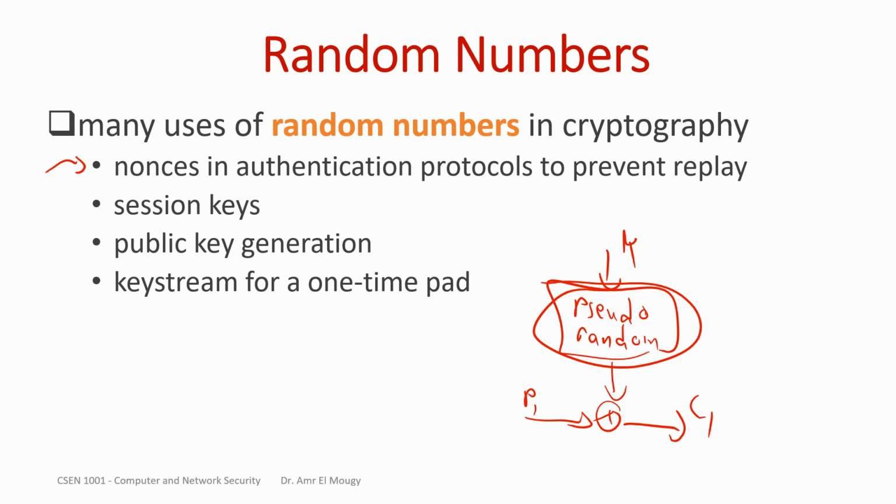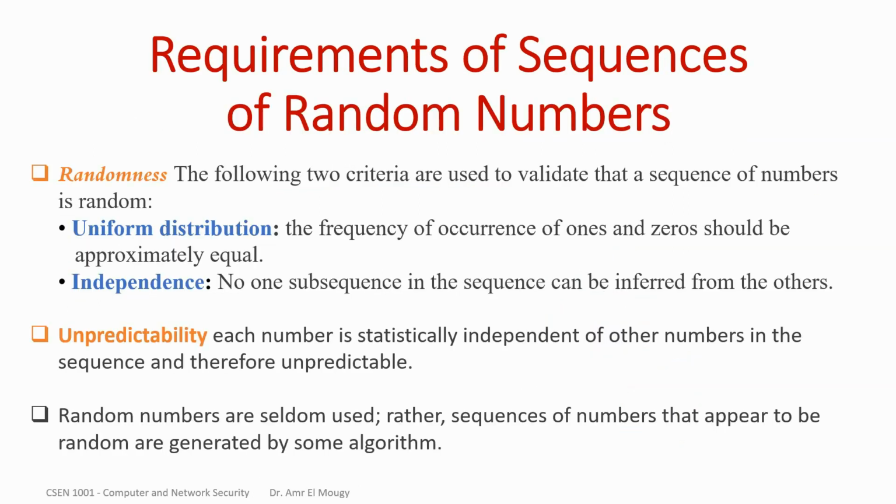Nonces are also used in authentication protocols, as we will see later in the course. Random numbers are also sometimes used as session keys, for generating public keys, and as the key stream of a one-time pad. We discussed the one-time pad in our first lecture. So random numbers have many uses. In this lecture, we will see how random numbers are generated.